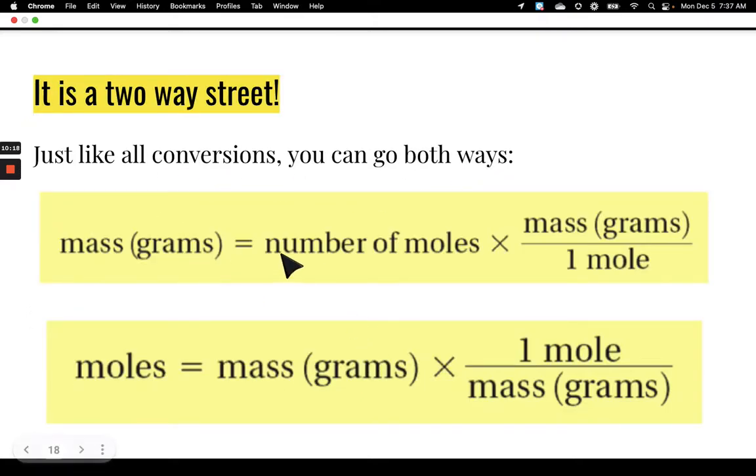The mass is the number of moles times the mass over 1 mole, and the moles is the mass times 1 mole over the mass in grams. Again, you can cancel units. Again, mass is going to be the big number. Moles is always a grouping number, so it's going to be a smaller number.